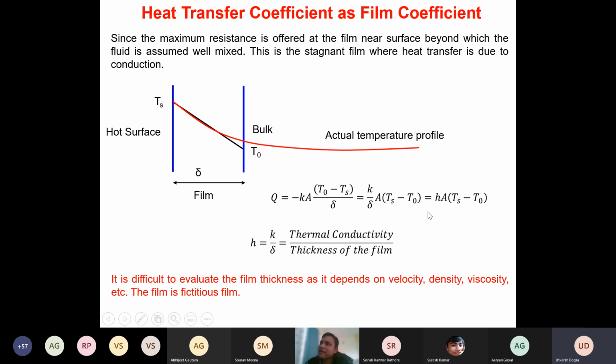And as I said, we can solve this entire thing from the first principle only for very simple cases, not for real-life complex cases. And that is why this concept of heat transfer coefficient is assumed. All right. Does it make sense? At least the background, why we are studying this heat transfer coefficient?